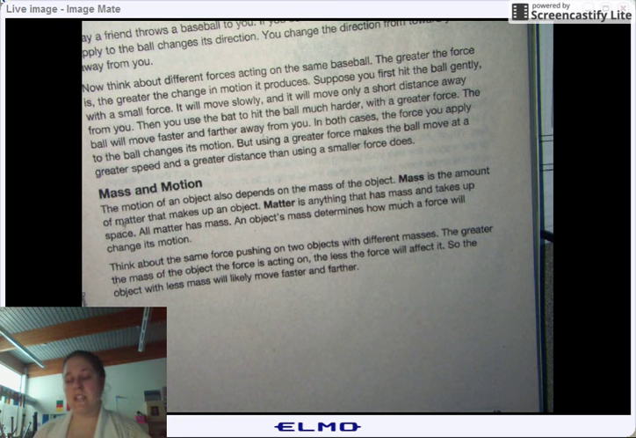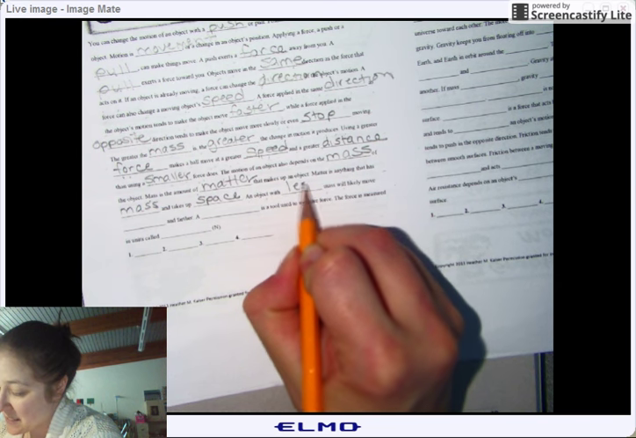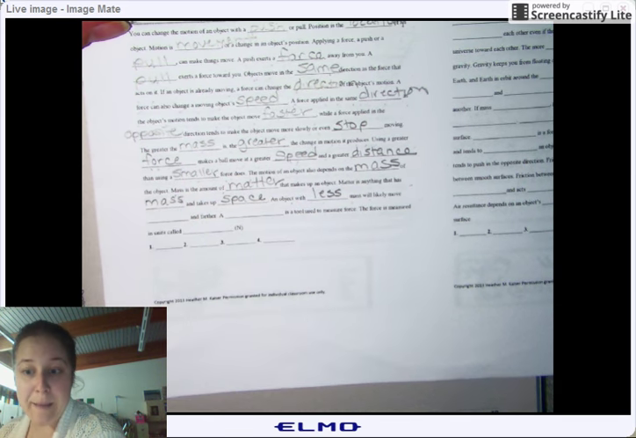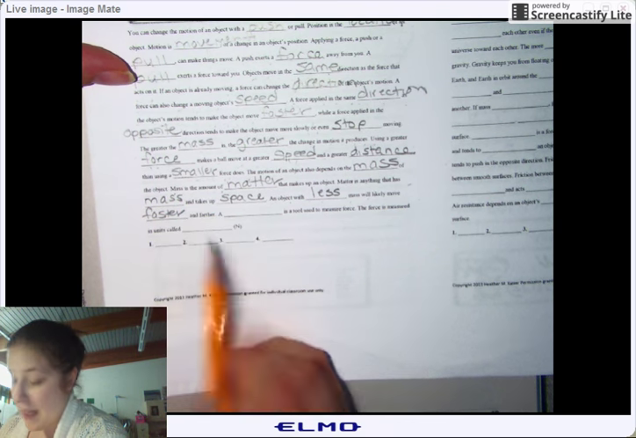So think about it. Tennis ball versus bowling ball. If I put the exact same amount of pressure on it, which one's going to move faster? Well, the tennis ball, because it weighs less. But the bowling ball weighs more, so I'm going to have to put more force in it. So think about here. An object with less mass will likely move blank and farther. It's going to move what? Yep, faster and farther.